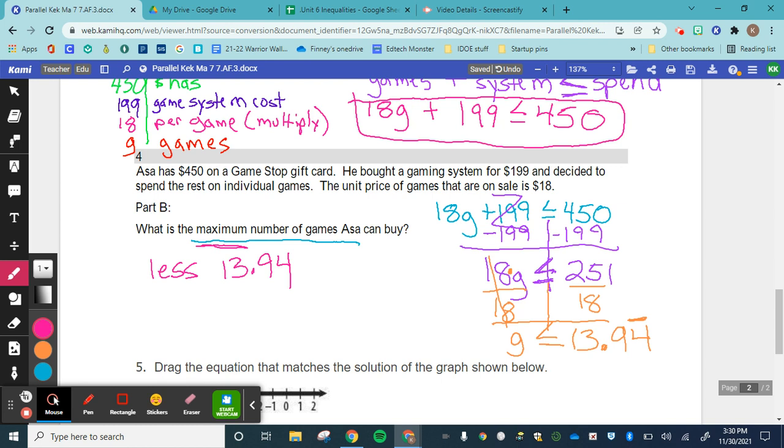And he has to buy less than this. So we could not round that up to 14 because 14 would be bigger than 13.94, and it has to be smaller. So he wouldn't have enough money for 14. So the most amount of video games that he can purchase is 13. So he could buy 13 or less video games.